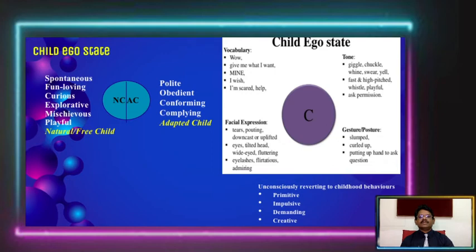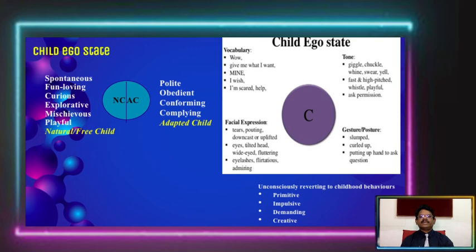Generally, smart people and very active people are like the natural free child. They are very creative, and the little professor is related to the natural child. So you will find that there are two ego states within the child ego state.